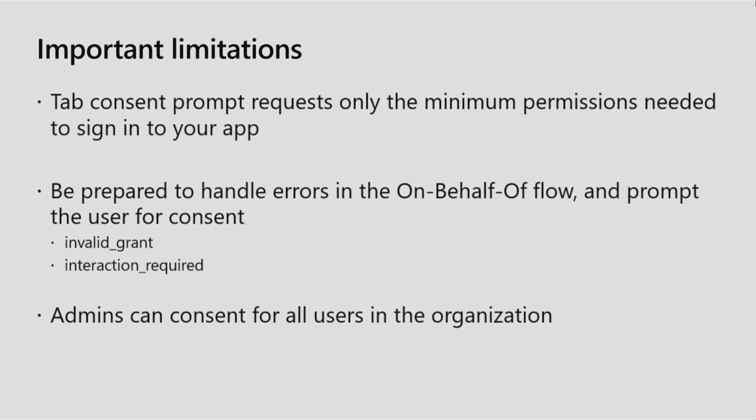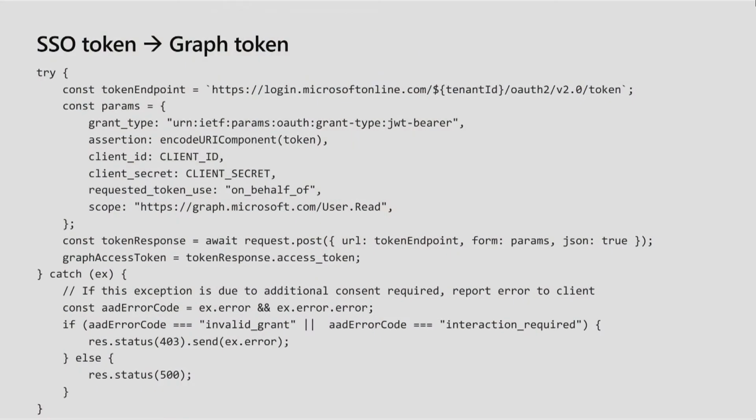And then your tab can ask the user for further consent through the same basic tab login flow that we showed earlier. Alternatively, the tenant admin for your organization could consent to these scopes on behalf of all their users. And that works pretty well for custom apps that are published inside the org's app catalog. This code snippet from the tab that we saw earlier shows one way to do this.